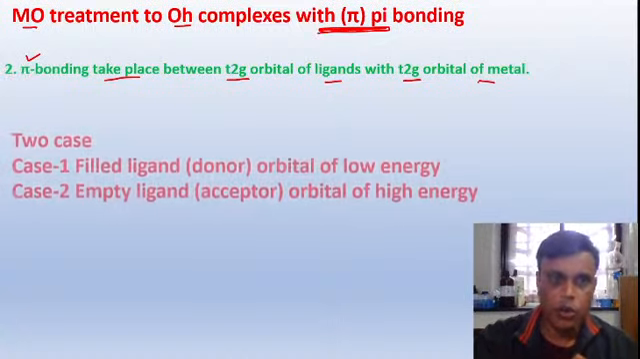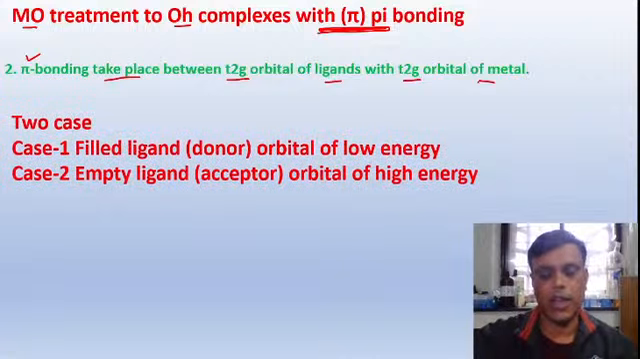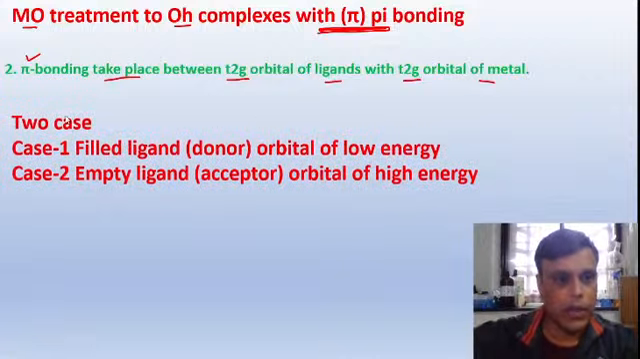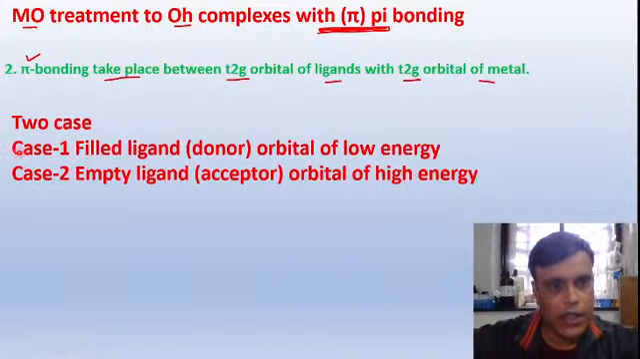Here also again two cases are there. Case 1, write down, is filled ligand orbital. So in case 1, the ligand orbitals are filled with electrons, so they contain electrons and can act as a donor of electrons, and they are low in energy. So this is the first case.